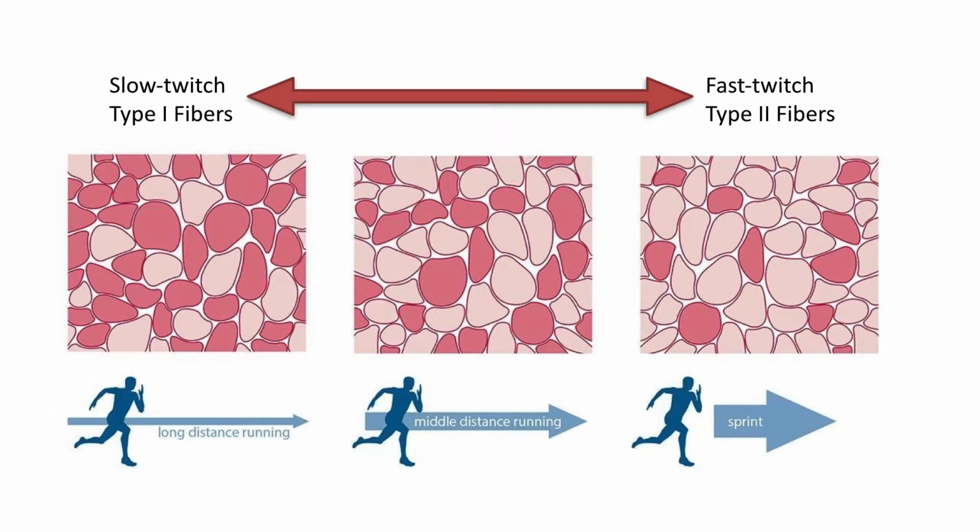Muscle fibers can be broken down into two main types: slow twitch type 1 muscle fibers and fast twitch type 2 muscle fibers. Type 2 muscle fibers can subsequently be broken down into two more categories: type 2A, which is often referred to as fast twitch oxidative glycolytic, and type 2B, or sometimes called type 2X, which is often referred to as fast twitch glycolytic. Slow twitch or type 1 fibers are referred to as slow twitch oxidative.